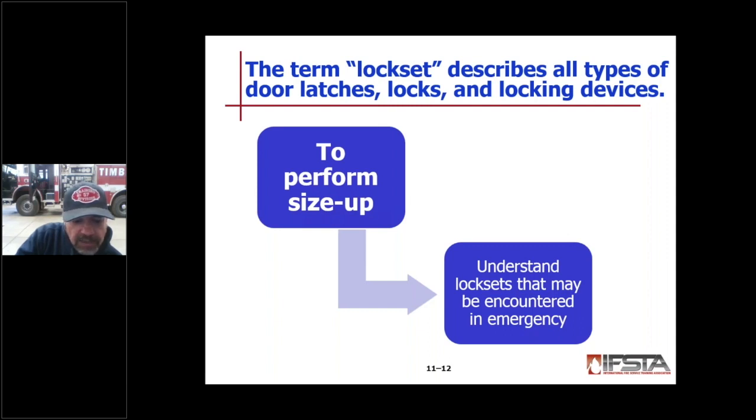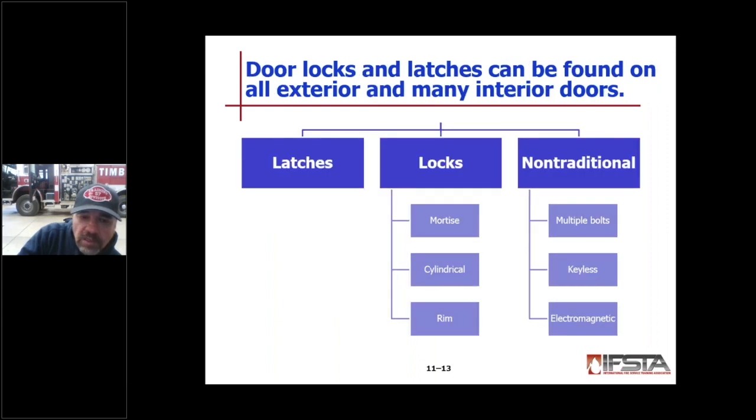Apparatus, set the air brake, chock it, and through this whole thing, all of us should be sizing up what we're seeing. How difficult is it to get to the building? If we know we're going to be making some type of forcible entry, what side of the building are we going to be wanting to do that on? What types of doors or locks might there be? And understanding that will help us go a long way towards saving time.